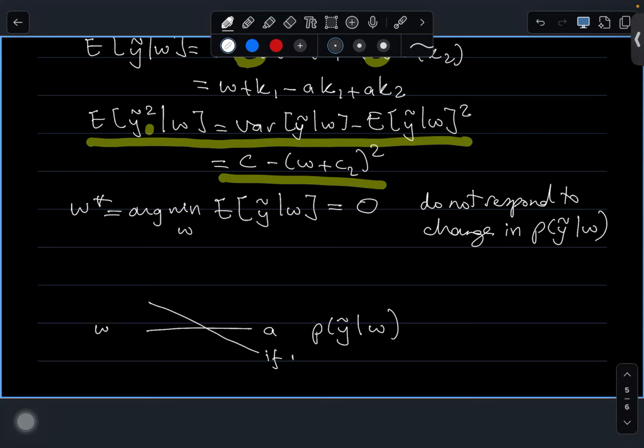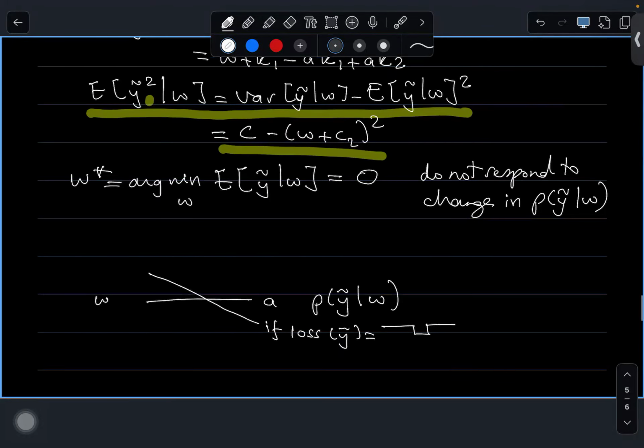If loss of error is equal to this. On the other hand, if your loss is a quadratic function, you won't change. You start right here. You stay right here. If loss of error is error squared. So you can dissociate these things. And then there are things in between. So maybe your loss is linear. I think it looks something like this.